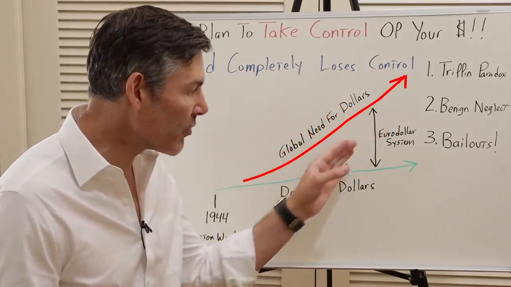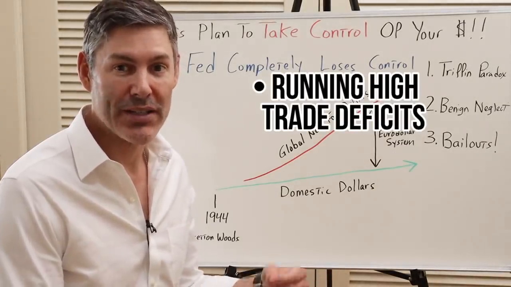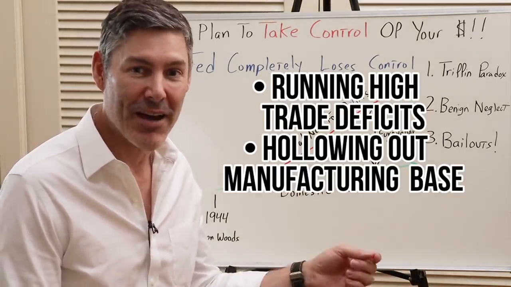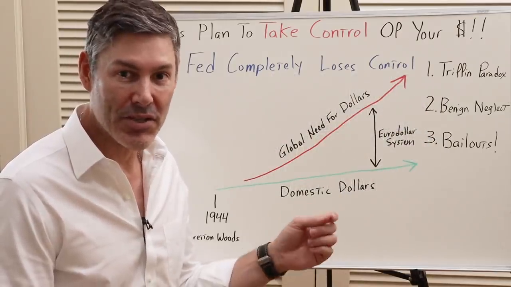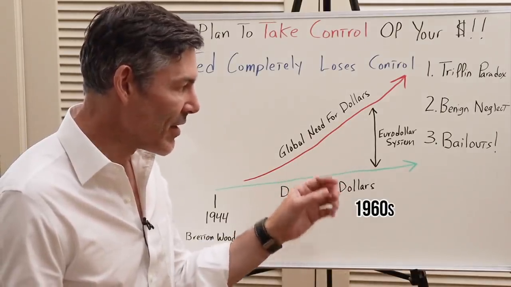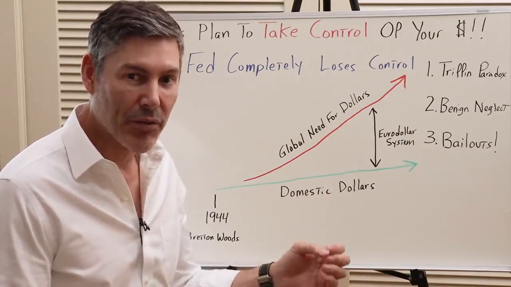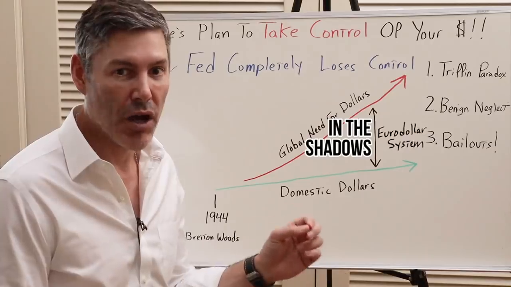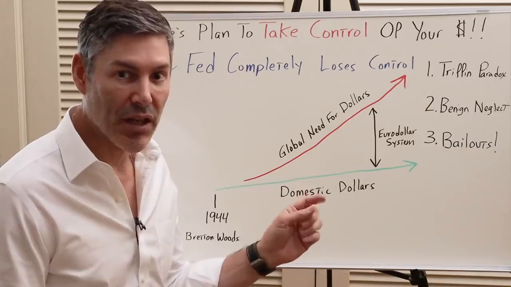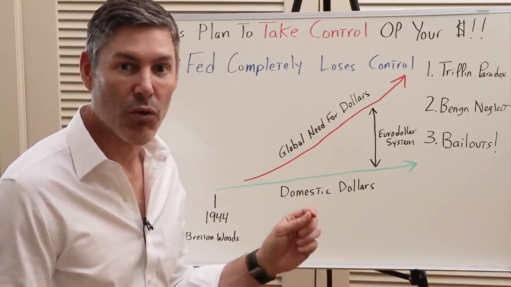But if there's not enough dollars getting outside of the United States, if we're not running large enough trade deficits, or in other words, if we're not hollowing out our manufacturing base enough, then it's going to be detrimental to global growth. So what happened in the 1960s is the economists really started to understand that there was this banking system that sprung up in the shadows, the Eurodollar system, that was supplying the globe with the dollars they need. Therefore, the United States, the Fed, and the central planners really didn't have to worry about it.